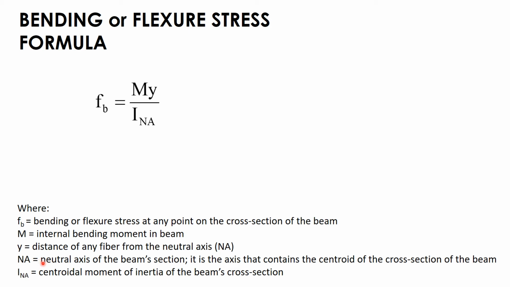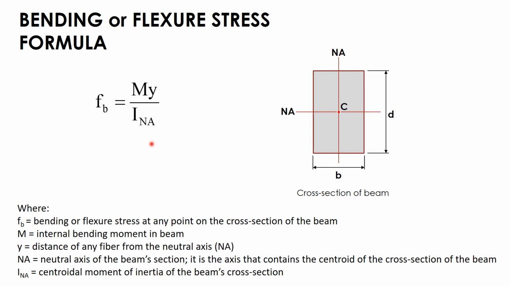So, na-define na natin yan kanina doon sa shear stress. And then, of course, INA is the centroidal moment of inertia of the beam's cross-section. So, again, this is the general formula. So, paano natin kukunin yung mga data na ito? So, again, this is our cross-section. So, M is, of course, the value of the internal bending moment. And you can get this from the moment diagram.